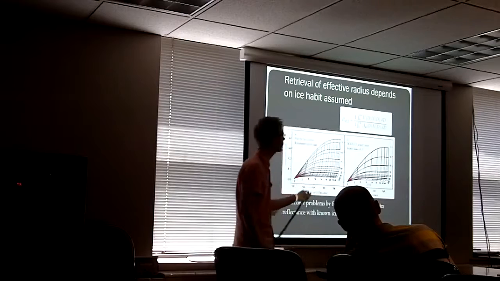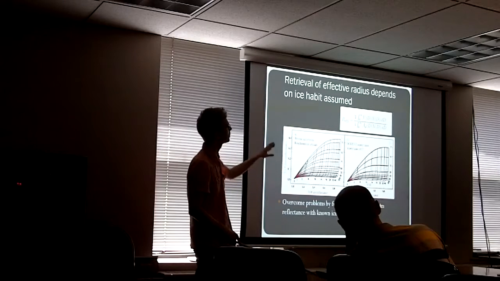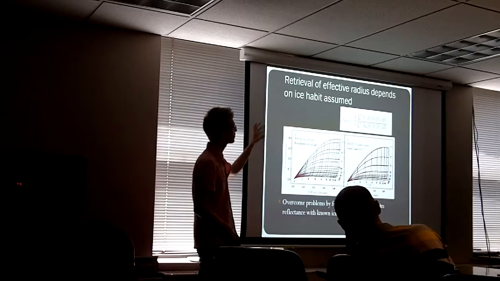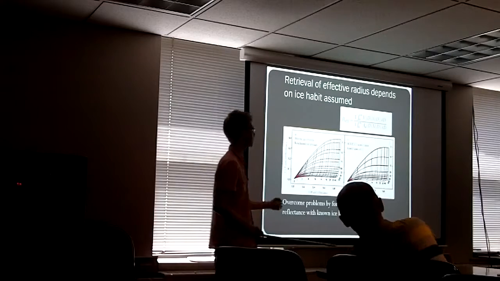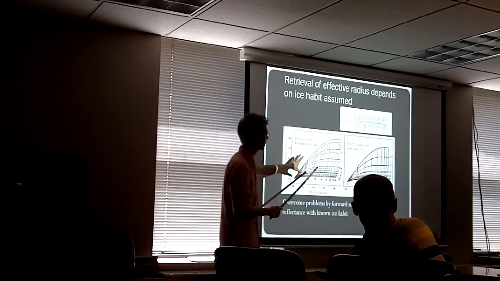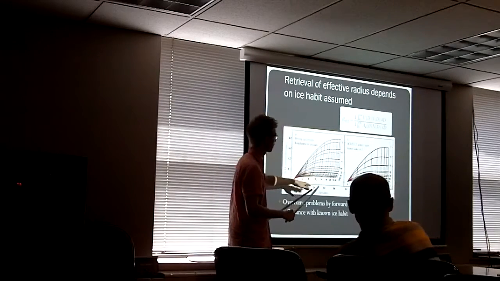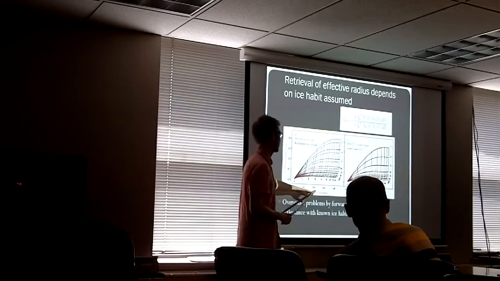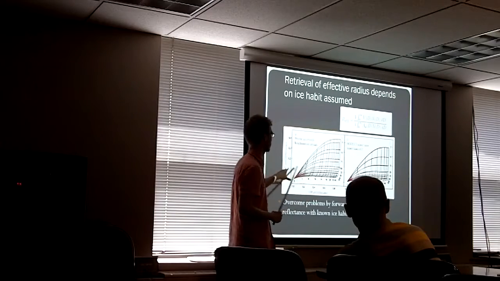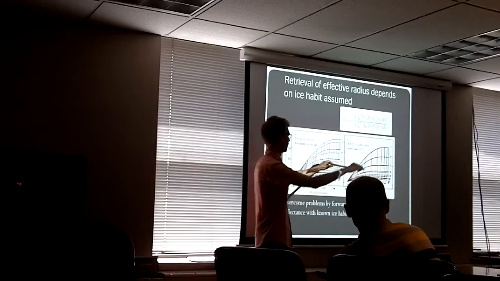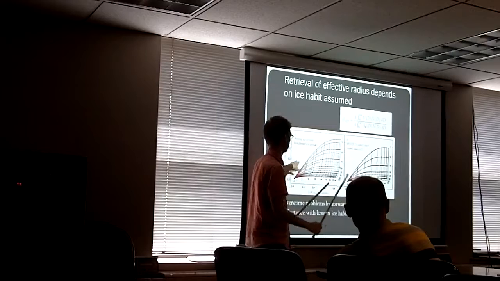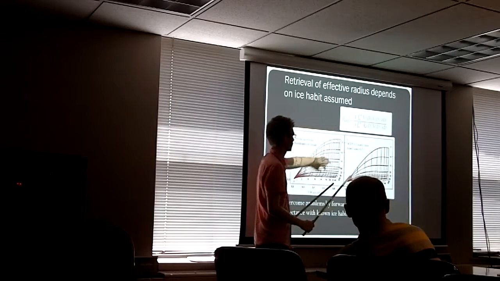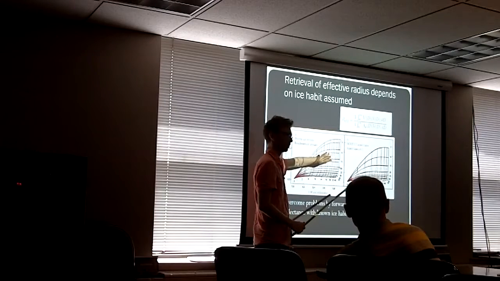Quickly, I want to show that the effective radius that you retrieve also depends on the ice habit that you assume. Again, these are plots where you have a reflectance in the non-absorbing channel and an absorbing channel. If you end up somewhere, a combination of these two, then you read from this plot what your effective radius and your optical thickness is.